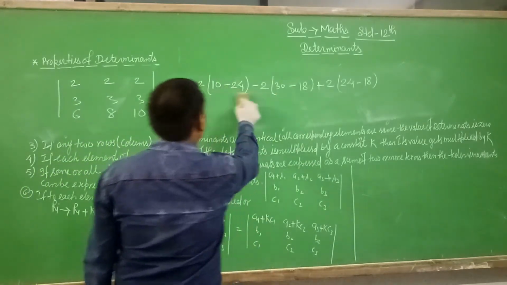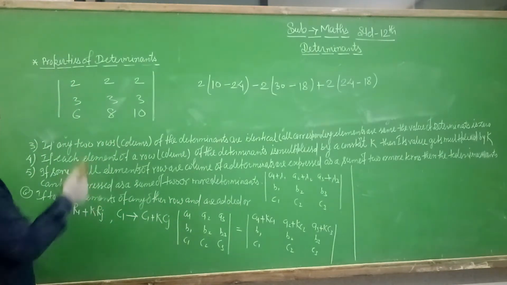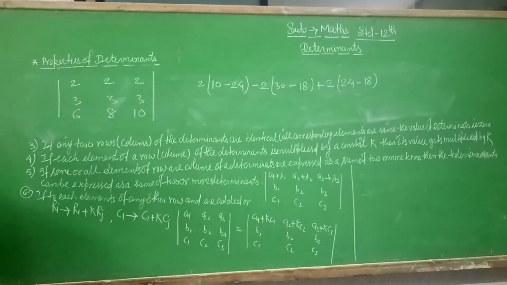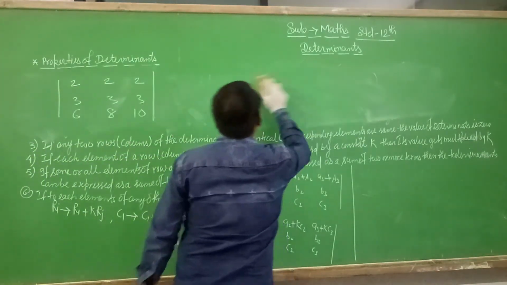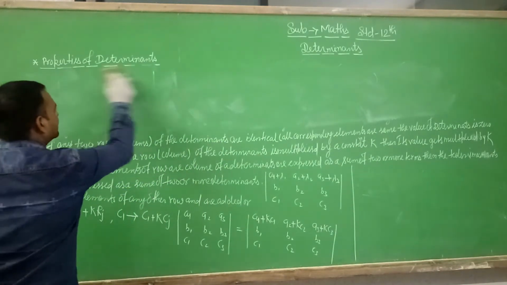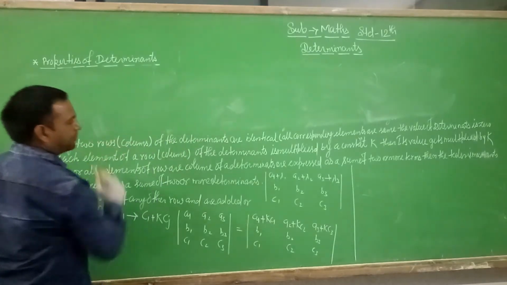So if two rows or two columns of a determinant are the same, in that situation you find that the value of that determinant is equal to 0. So in that situation the value of the determinant with any two rows or columns the same is equal to 0.